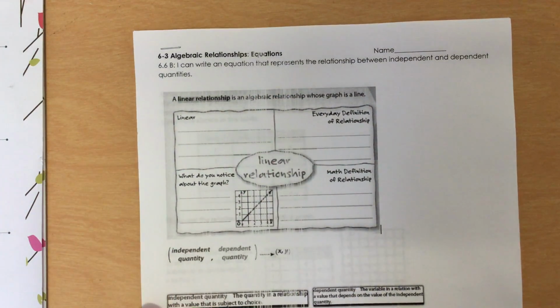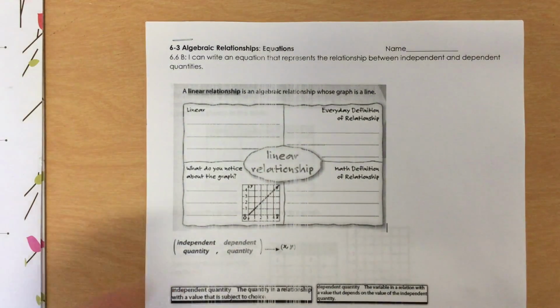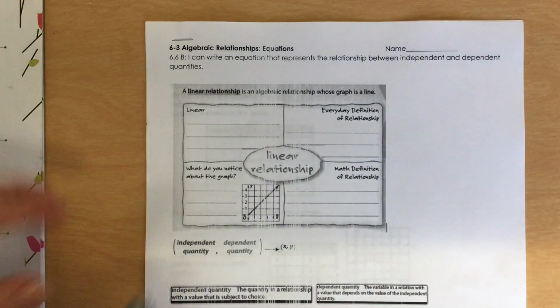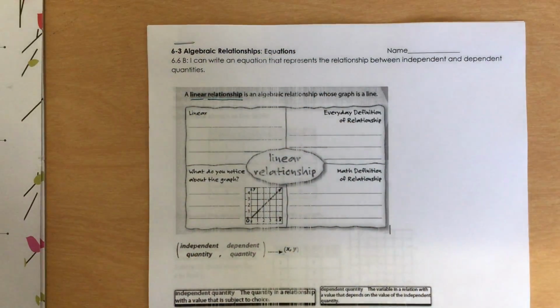Okay, so we're going to start with some vocabulary. Our vocabulary term for this lesson is a linear relationship. It's kind of highlighted here, but it's a little dark, so let's go ahead and underline it. A linear relationship is an algebraic relationship whose graph is a line.